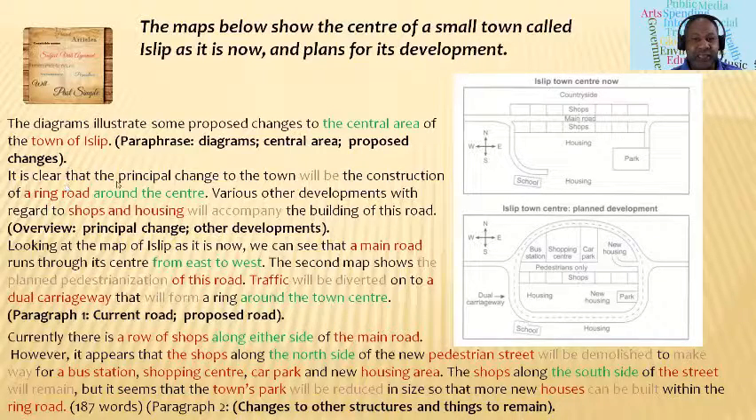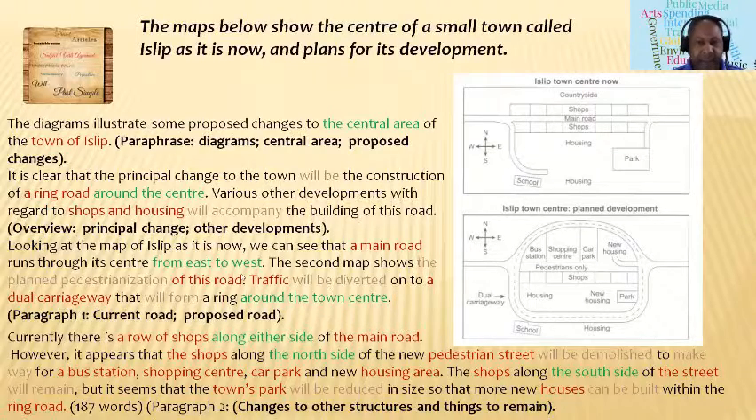So it is clear that the principal change to the town will be the construction of a ring road around the centre. Various other developments with regards to shops and housing will accompany the building of this road. So what we've said is the main change is going to be the road, and there are going to be other things accompanying it. That's enough. So overview, principal change, other developments. Principal change is the road, other developments are shops, car parking, bus station, etc.